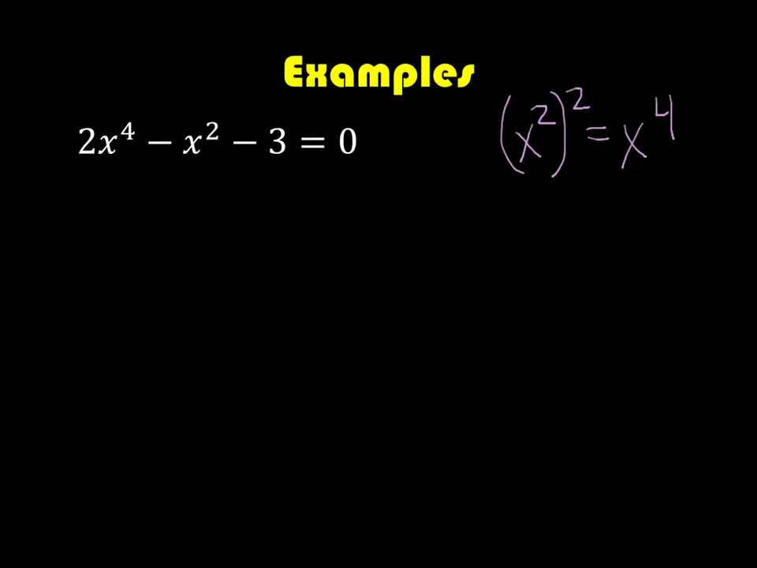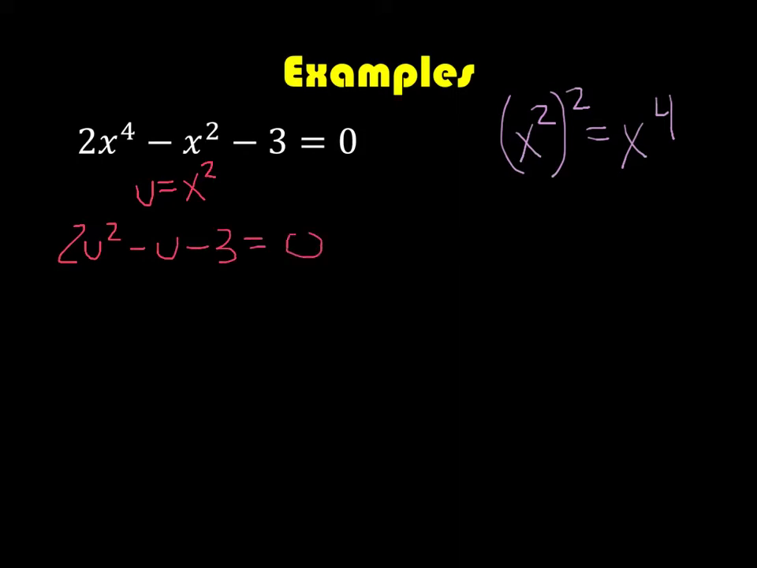So the first thing we're going to do is make what we call a u substitution. So in this case, I'm going to let u equal, you're always going to let it equal the middle term. So in this case, u is going to equal x squared. Now all we're going to do is rewrite the problem. So that means it's going to be 2u squared minus u minus 3 equals 0.